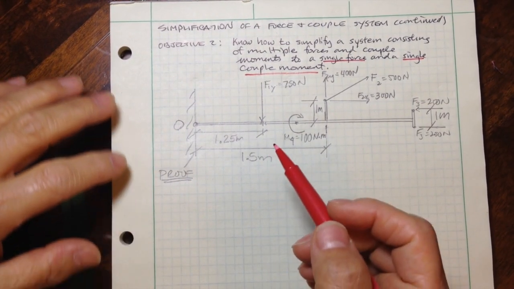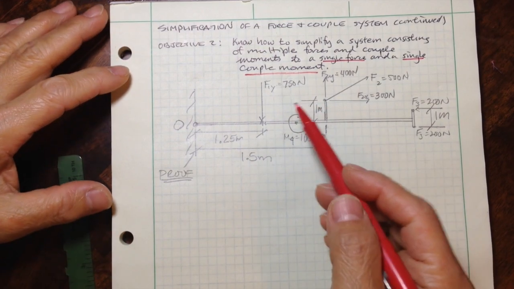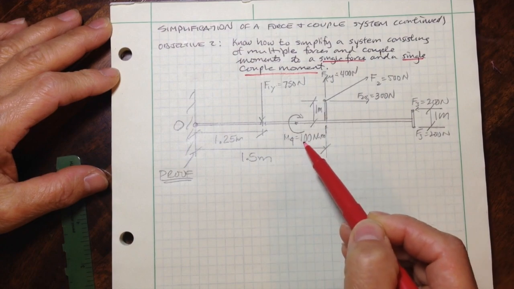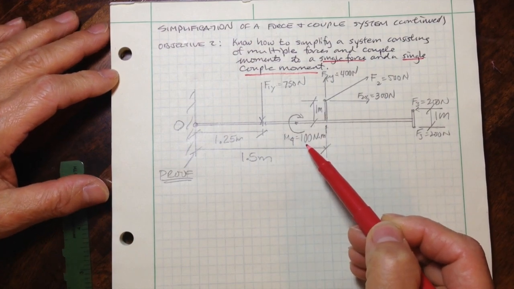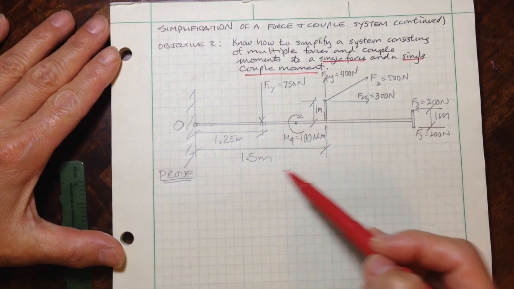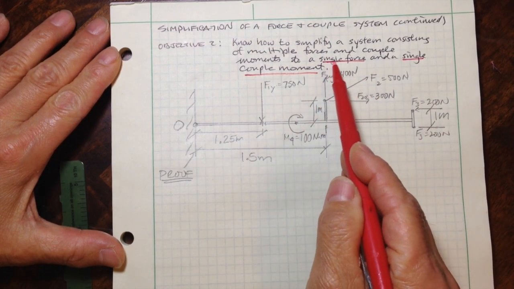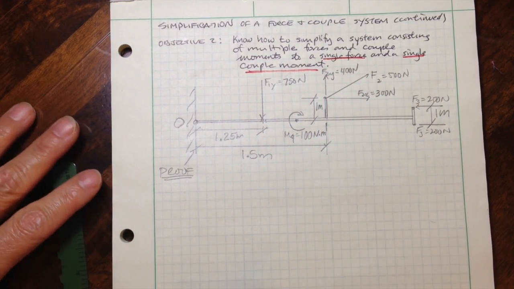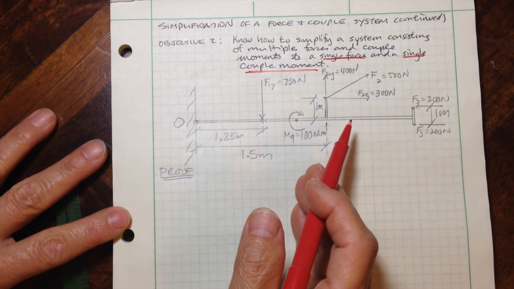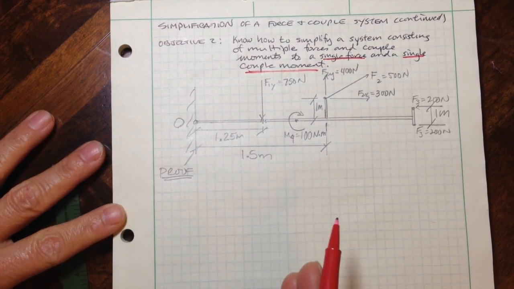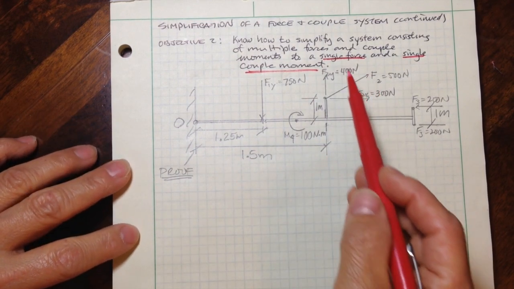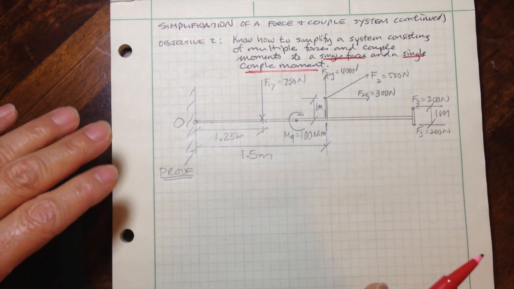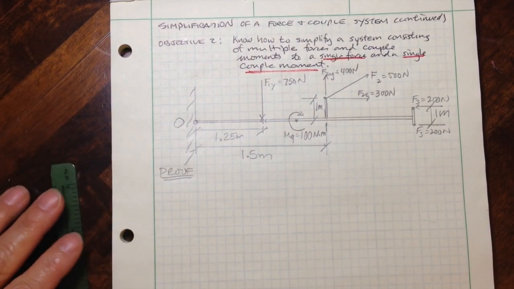So what we have here is a system consisting of multiple forces, a force of 200 newtons, and an applied couple moment of 100 newton meters. And the objective here is to be able to simplify this system into a single force and a single couple moment. What I'm going to show you is a proof that this is possible. Then what I'll show you is a shortcut method on how to go about doing this, creating a single force and a single couple moment such that it's equivalent to this system.